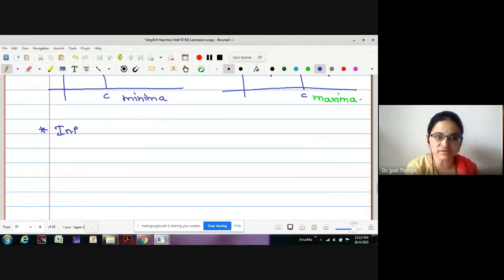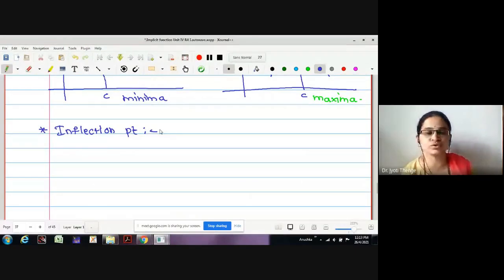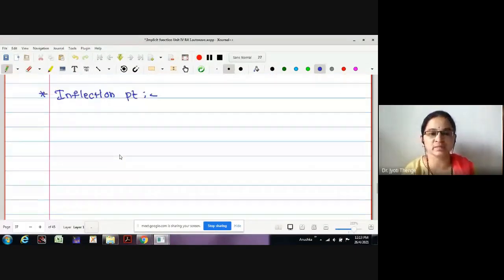Okay, what is the inflection point? In the last lecture, I have shown you that animation at which the line turns red. You can see the animation. You just go on Wikipedia, you will get the animation. What is the inflection point? The inflection point is the point in the domain of the given function at which the curve changes from concave to convex or convex to concave.